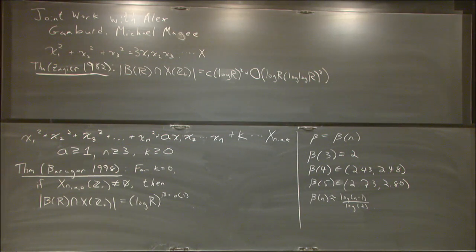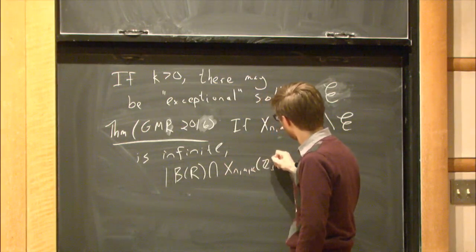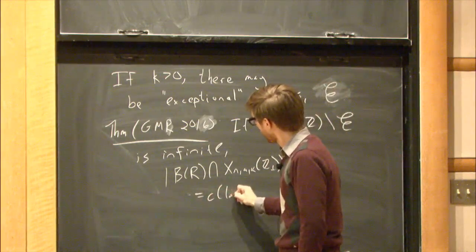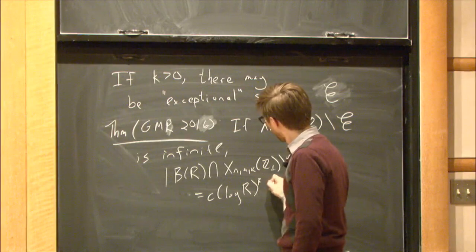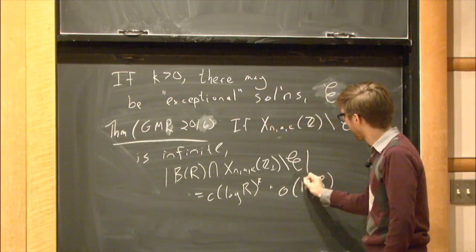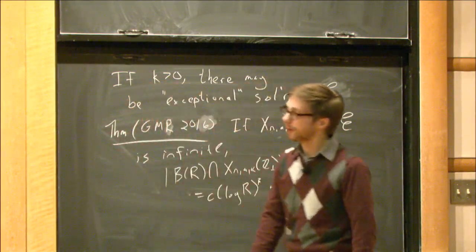with maximal coordinate less than or equal to r is a constant times log r to the beta plus a little o of log r to the beta. So of course, a much weaker error term than what Zagier obtained.